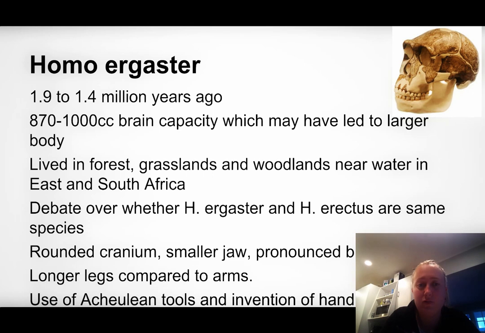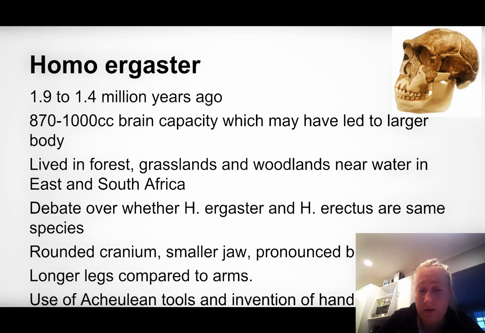We've also increased their body size here. So usually with an increase in brain size, we also get an increase in body size. Lived in forest, grasslands and woodlands near water in East and South Africa. There is a lot of debate over whether Homo ergaster and Homo erectus, who we're going to look at in a moment, are actually the same species or not. They would have overlapped in time, but whether they are the same species or not is a bit hard to tell from what fossils we've found.